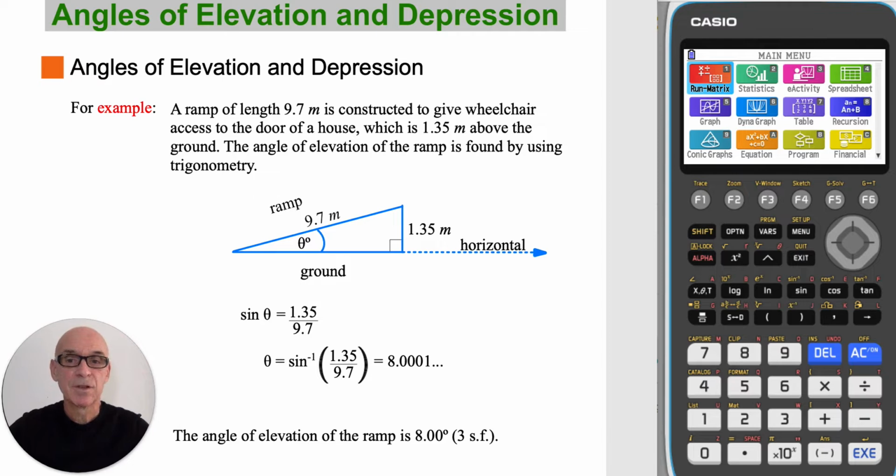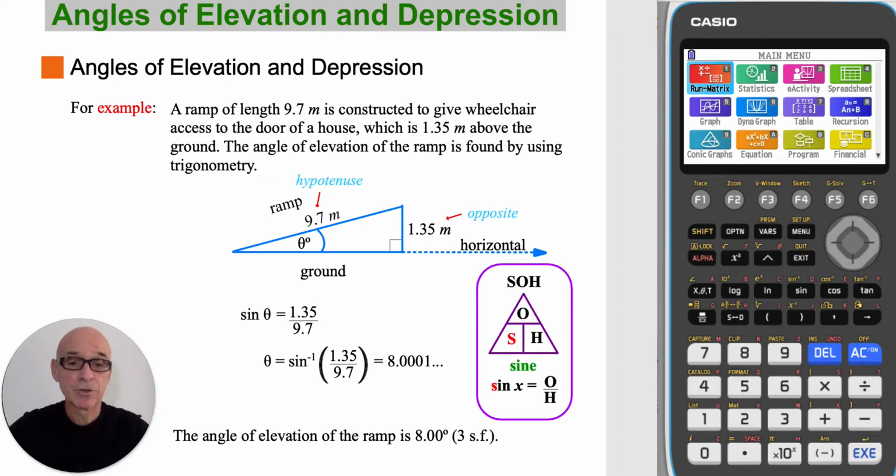In this example, the angle of elevation of the ramp is found by using trigonometry. Identifying 9.7 meters as the hypotenuse, as it's the longer side and it's opposite the right angle, and identifying 1.35 meters as the side opposite the angle theta. Referring to the trigonometry triangles, sine is opposite over hypotenuse. So we write sine theta equals 1.35 over 9.7.